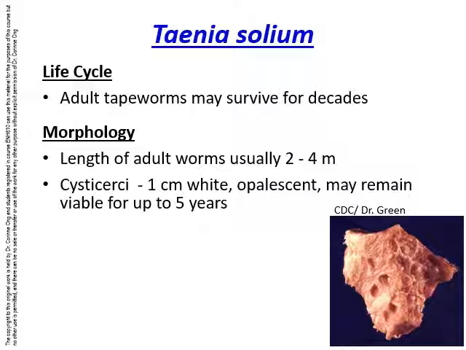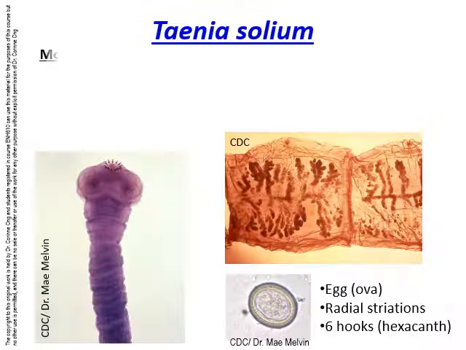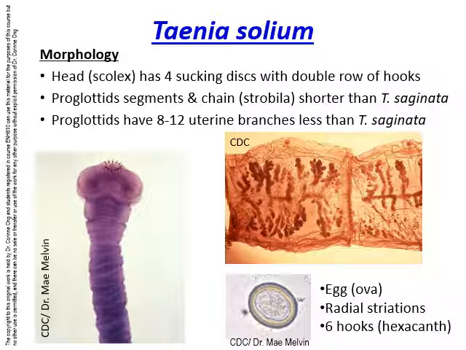They're 1 centimeter in diameter, white and opalescent, and can be seen without magnification. The image shows the presence of large numbers of cysticerci in pork muscle tissue. The picture on the left shows the head or scolex of the pork tapeworm. It has 4 sucking discs with a double row of hooks.